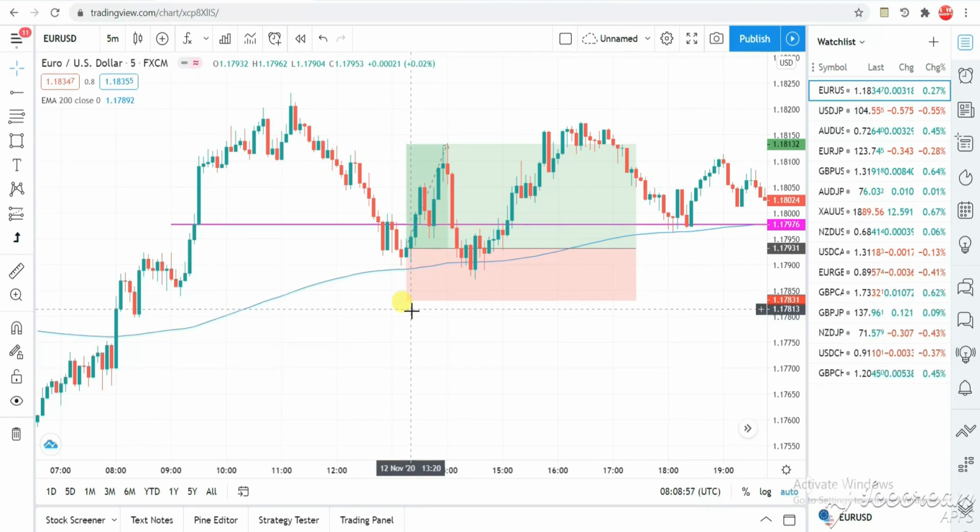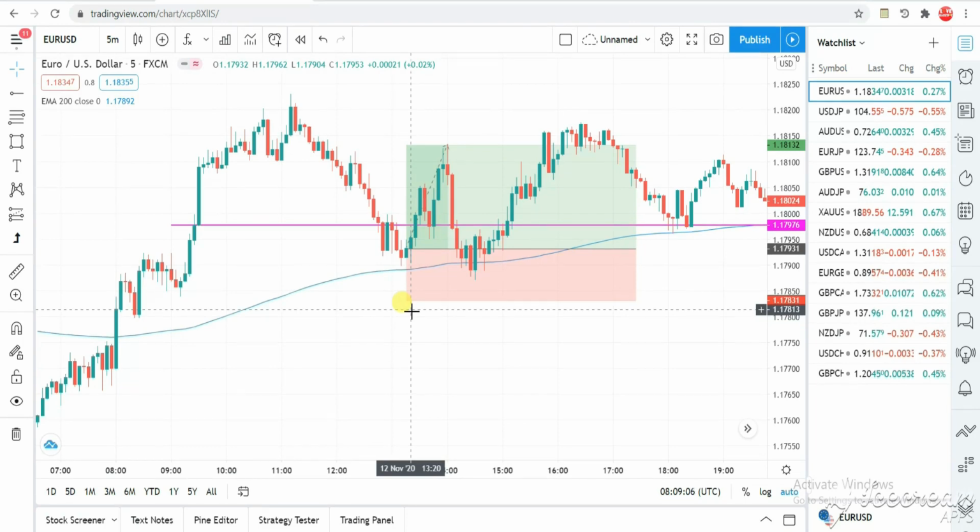So if you can trade like this, guys, you're going to make money in the forex market. But like they say, nothing is guaranteed in the forex market, so you have to trade at your own risk, do your own due diligence. This is just me sharing what I know and how I trade.